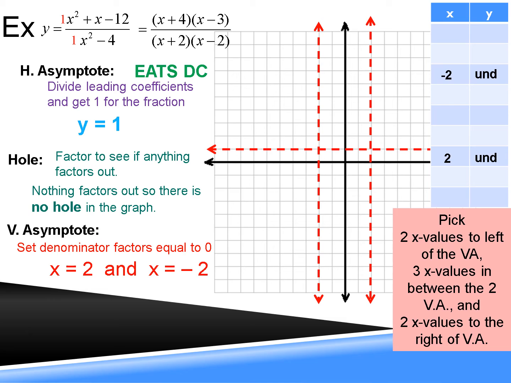Okay, so again, we're going to pick 2 to the left of the left vertical asymptote. So that would be negative 3, negative 4. Then we're going to pick 3 in between. So that would be like negative 1, 0, and 1. And then 2 to the right. So 3 and 4. Now, I've got all seven of my x coordinates. Again, remember, negative 2 is undefined, positive 2 is undefined. So we've got a total of 7 x's that we need to plug in.